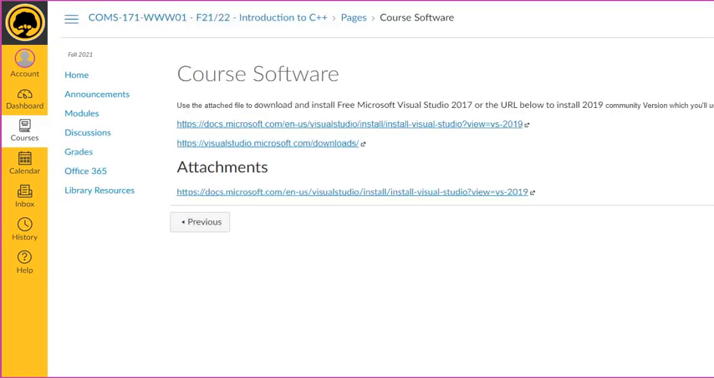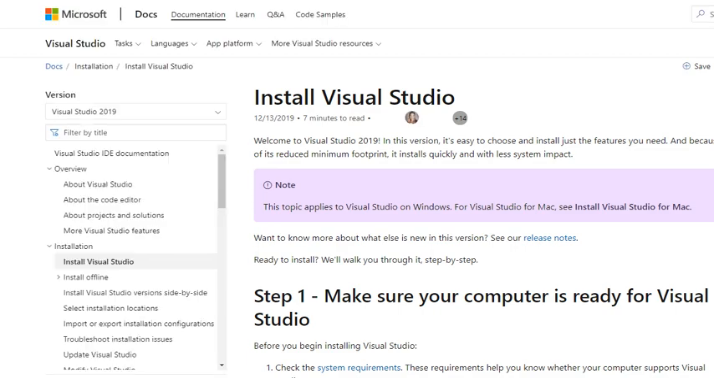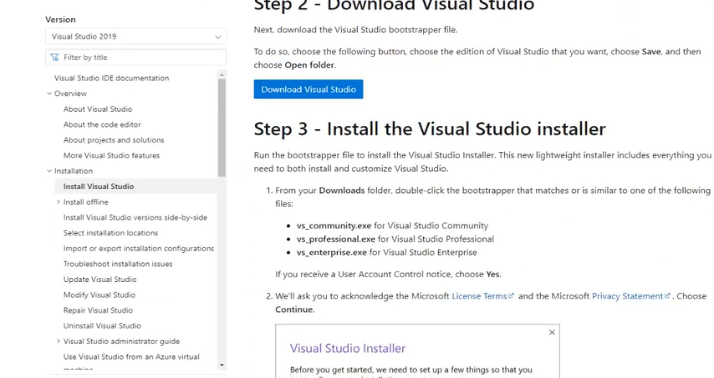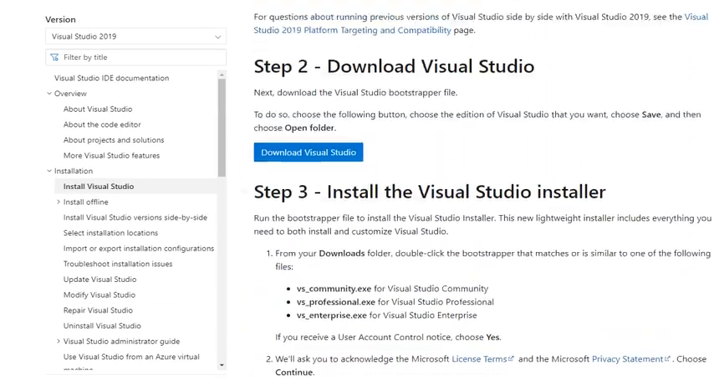Then course software: you need to download Visual Studio 2017. I don't recommend that you download 17, I recommend 2019, but if you have an old computer and can only handle 17, it's fine if you do it. Here you have the instructions to download 2019. It walks you through the steps, step by step, to download the community version.